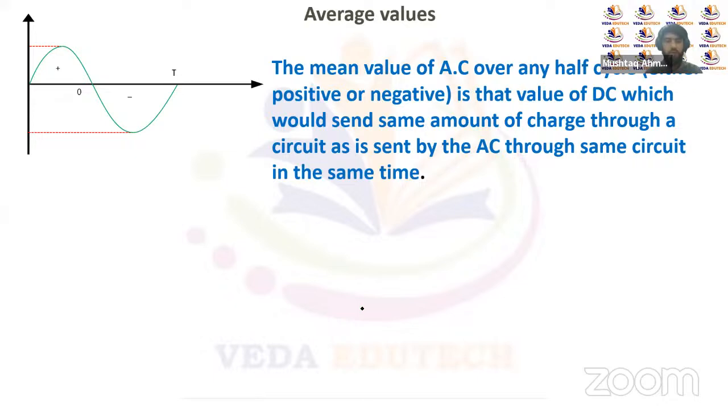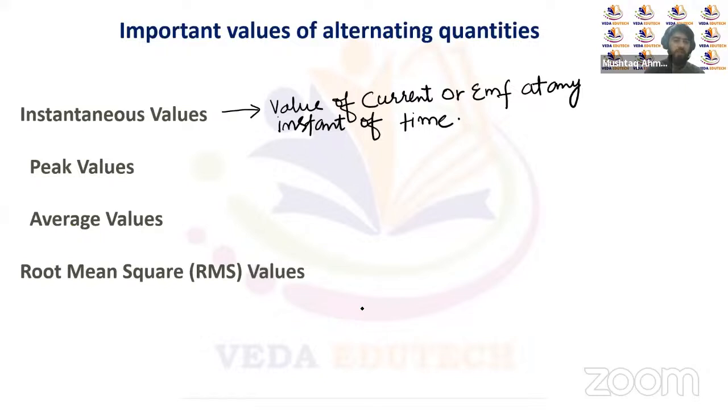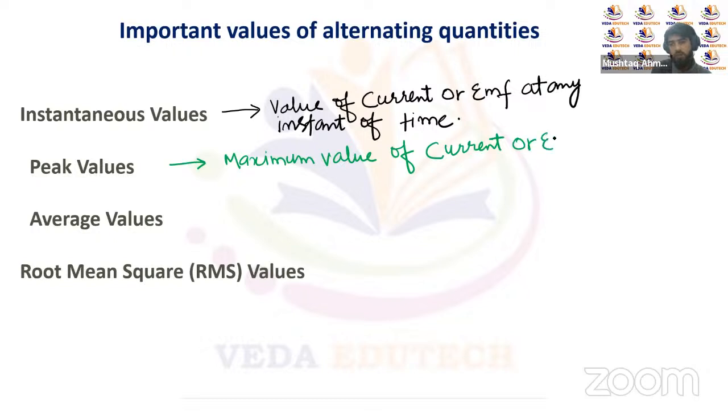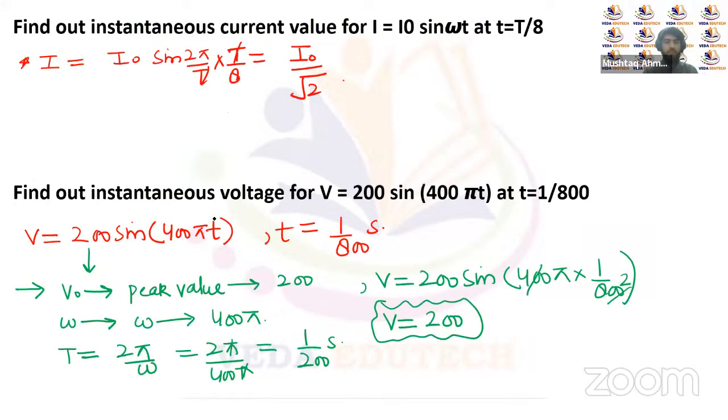Now we studied about the instantaneous values, and now we'll study about the average values. We studied about the instantaneous values and the peak values as well. Peak values are the maximum value of current or EMF. Now what becomes important is the average values.